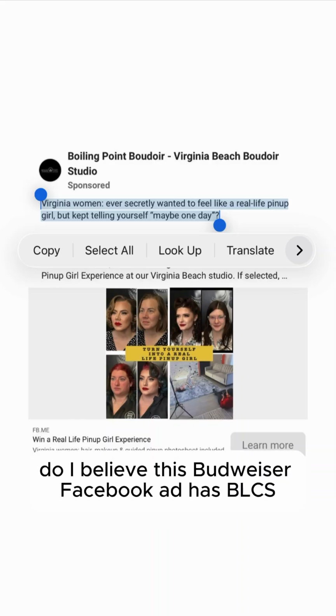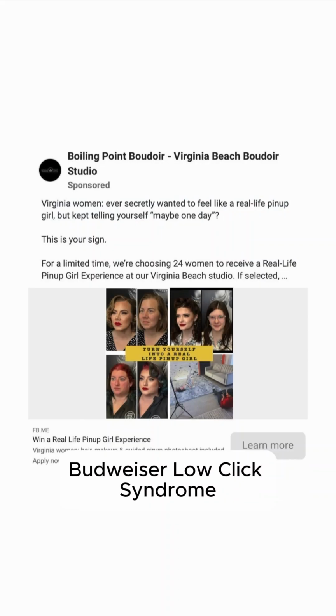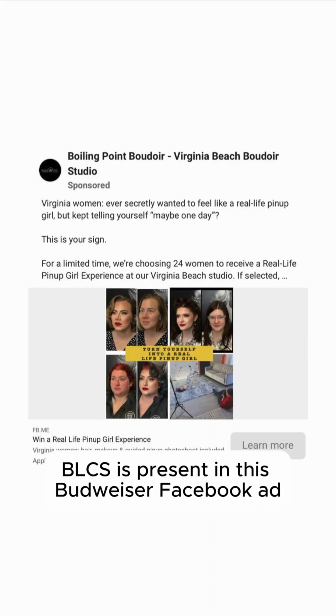So looking at all this, do I believe this boudoir Facebook ad has BLCS, boudoir low click syndrome, because it has a unique CTR under 6%? So yes, I do believe BLCS is present in this boudoir Facebook ad.